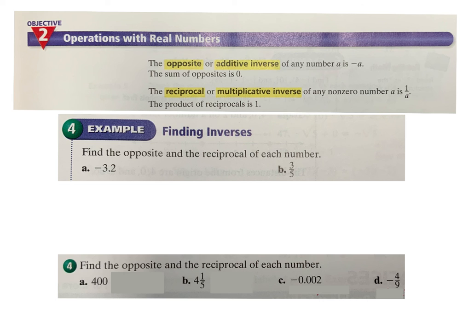Multiplicative inverse. In an equation setting, if I have 3x equals 6, the reason I divide by 3 is I am actually taking the multiplicative inverse to cancel it out on that side. In the additive inverse, it makes it 0. -3, +3, 0. Multiplicative inverse makes it 1. 3 times 1/3 equals 1, okay? And so opposite, additive inverse, that's the same thing. Reciprocal, multiplicative inverse, that's the same. When you add the opposites, you get 0. When you multiply reciprocals, you get 1.